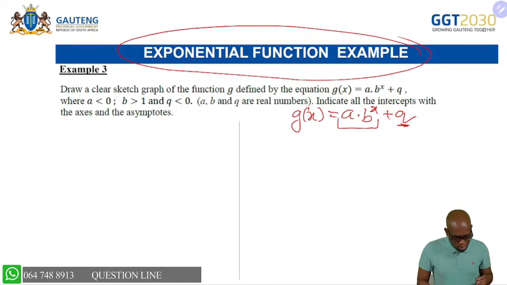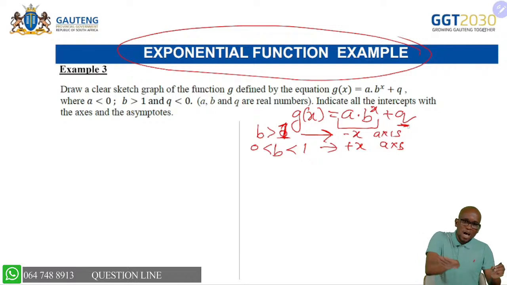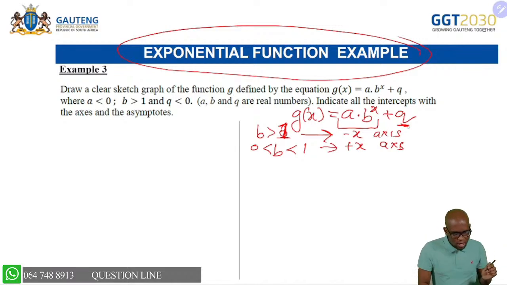Now, let us recall what we said. We said that if b is greater than 1, it starts on the negative x-axis. But if b is a fraction, it starts on the positive x-axis. That is where the graph starts before it goes up or goes down. It starts just next to the positive x-axis or negative x-axis. That is b. It tells you where we're going to start.